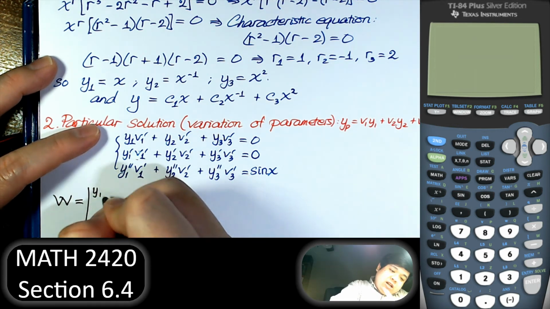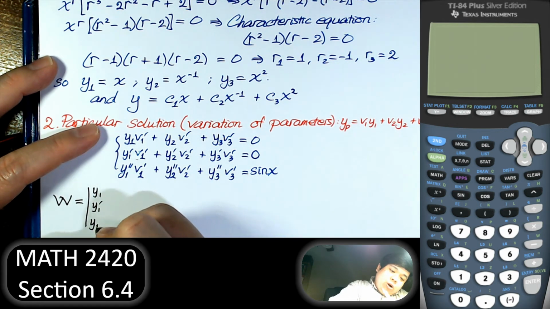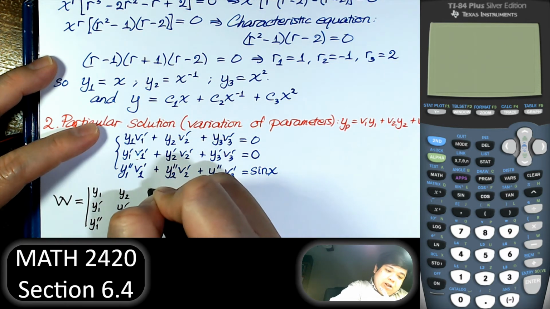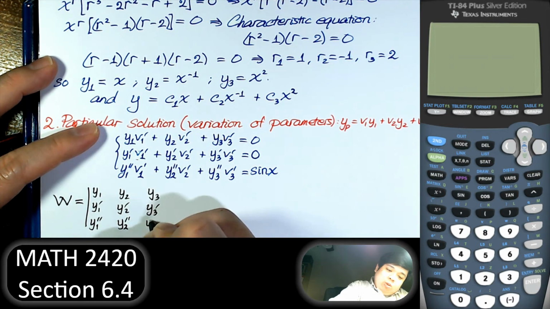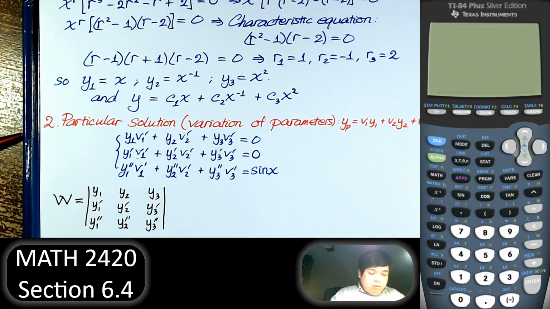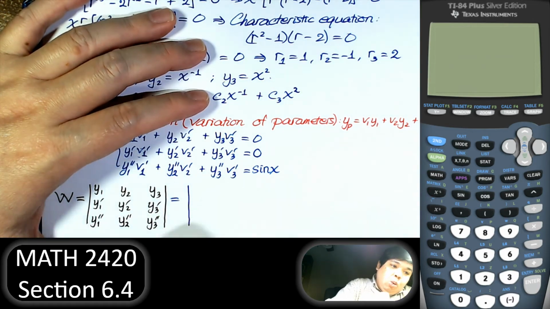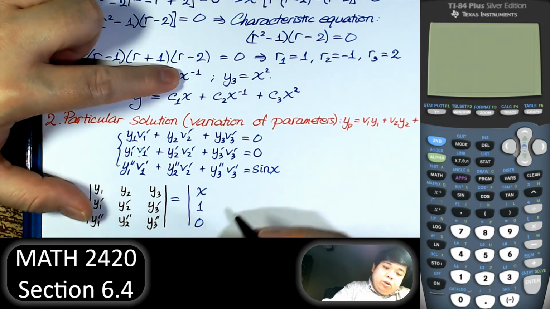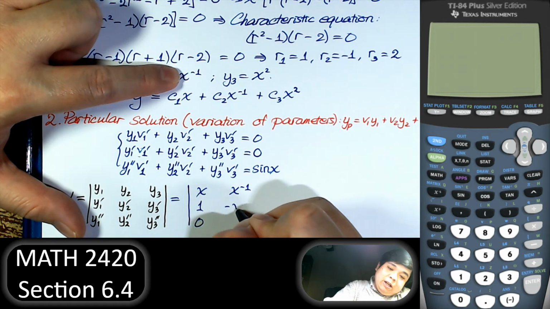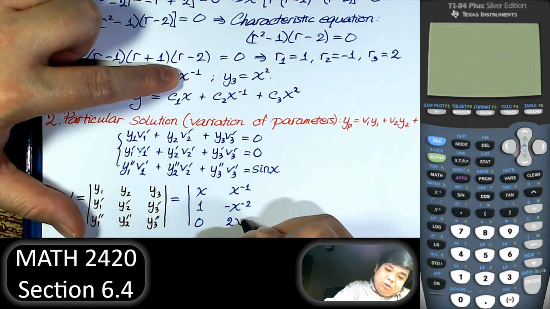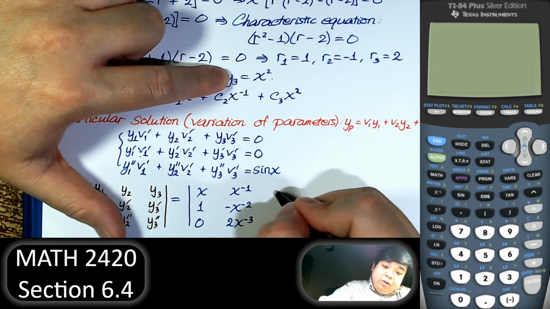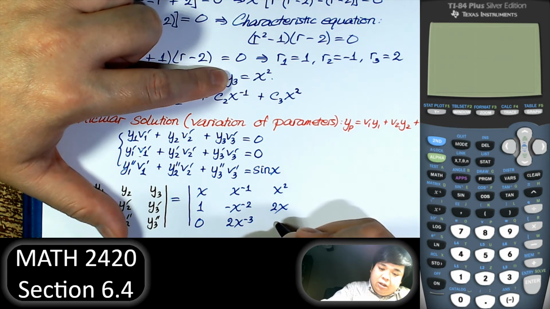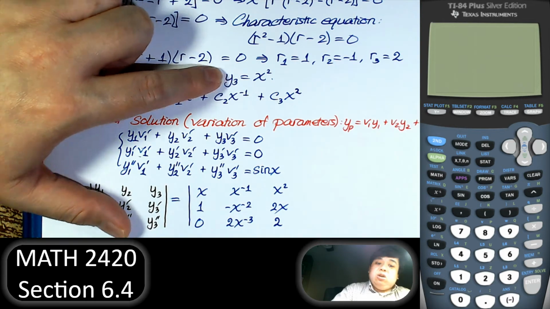Still the same standard: y1, y1 prime, y1 double prime, y2, y2 prime, y2 double prime, y3, y3 prime, y3 double prime. We have y1 = x, y2 = x to negative 1, y3 = x squared. Those are the functions, and the derivatives are: 1, negative x to negative 2, and 2x to negative 3; and then x squared, 2x, and 2.